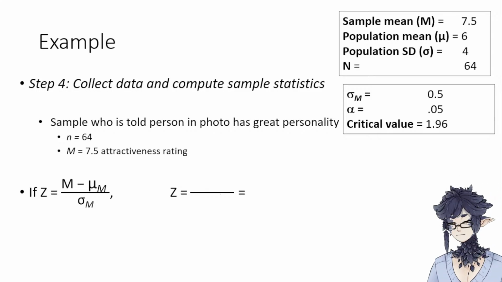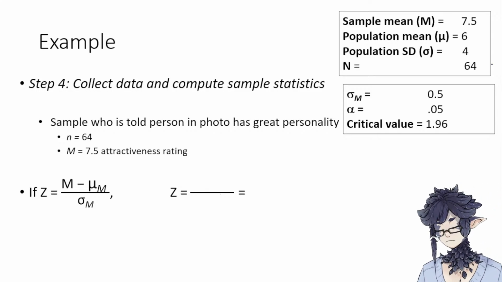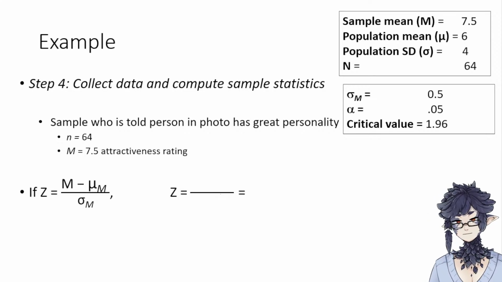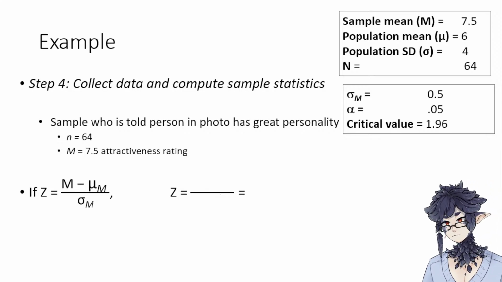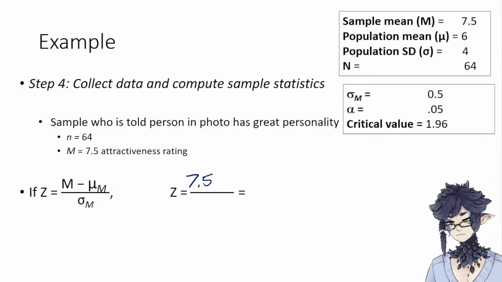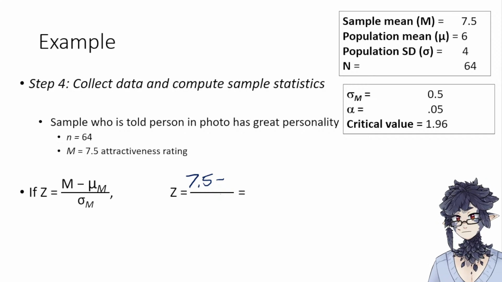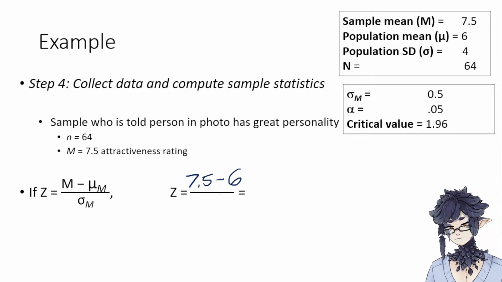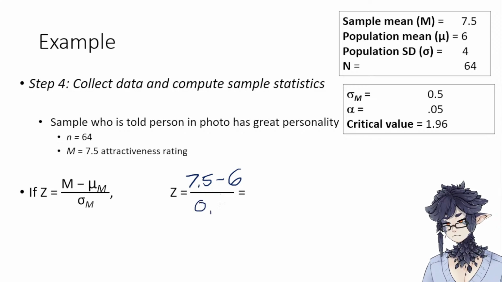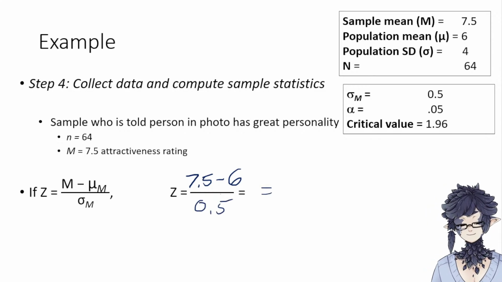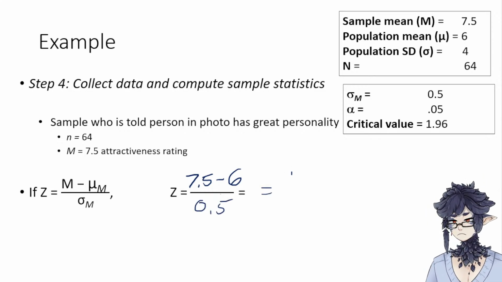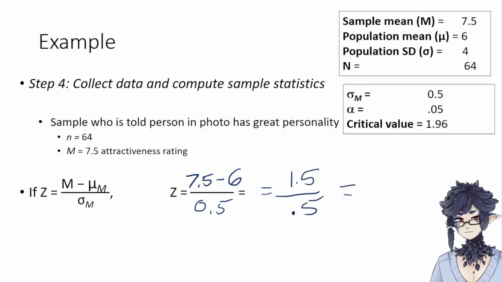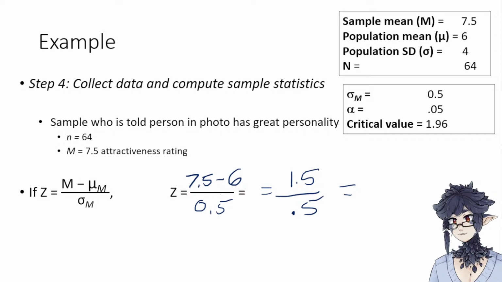So now we get to do our statistics. Now we need to calculate our z-value. So first, we plug in our sample mean. Our sample mean enjoyment was 7.5, minus the population mean enjoyment, which was 6, over the standard error that we just calculated, which was 0.5. 7.5 minus 6 is 1.5. Divided by 0.5, is that 3? I think that's 3.